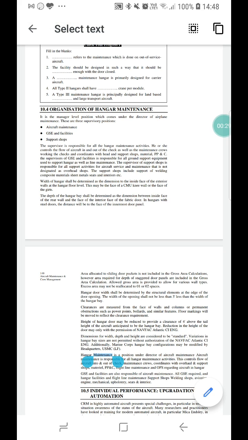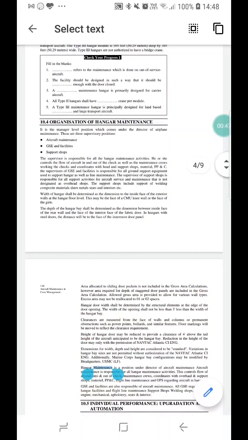The supervisor is responsible for all the hangar maintenance activity. He or she takes care of the flow of the aircraft: what time the aircraft is coming into the hangar, and what time it is going out after all the maintenance work is done by the maintenance crew. It coordinates with the support shops and material, and is basically responsible for all support activity of the aircraft service and maintenance, that is designated as an overhead shop.